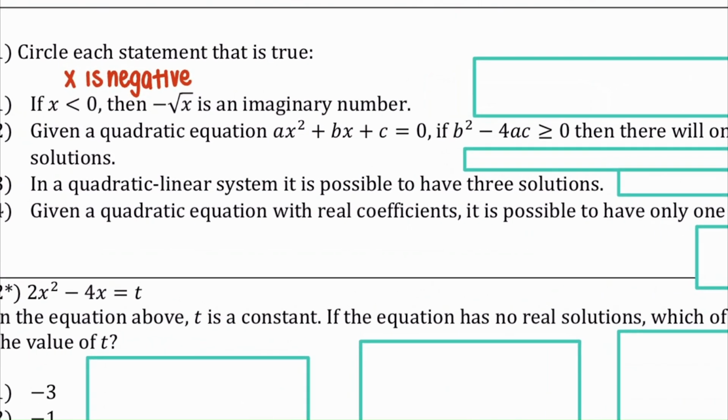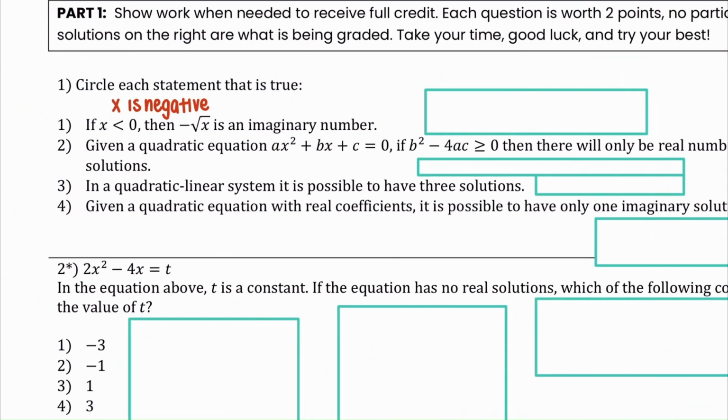So if x is a negative number, then this is saying that negative square root of x is an imaginary number. Here we can just ignore this negative right here because we just have to remember what it even means to be an imaginary number. That's simply the square root of a negative value. And if x by definition is negative, then taking the square root of a negative number does become imaginary. So therefore, answer choice number 1 is correct.